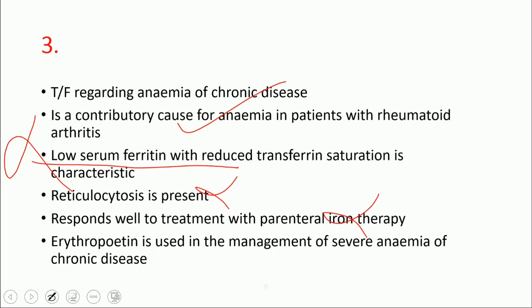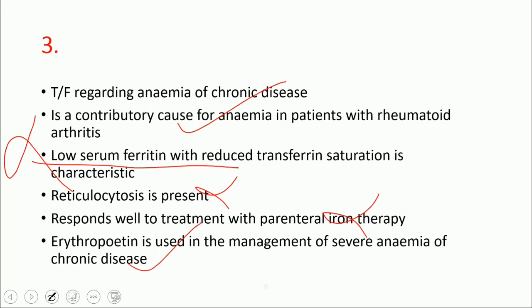So the treatment for anemia of chronic disease is to treat the inflammation, and that is going to work for the anemia as well. But in severe cases, we can use erythropoietin. So it is used in the severe anemia of chronic disease.